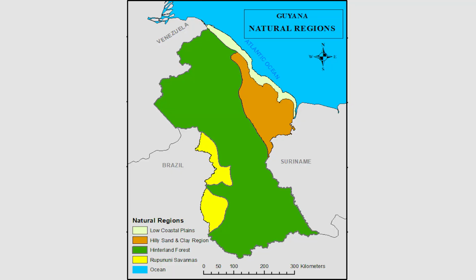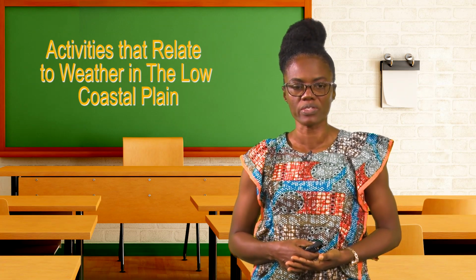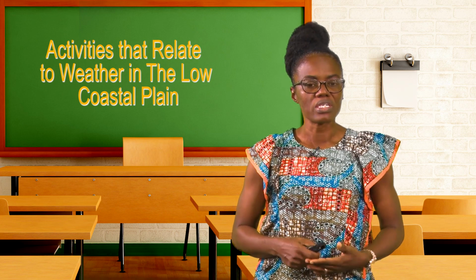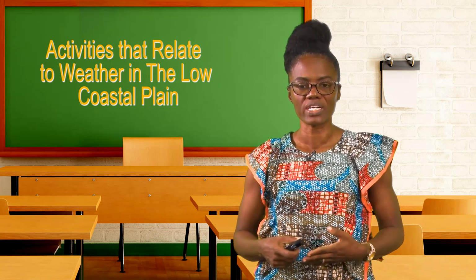So there we have the map of Guyana again, and we will identify the low coastal plain. The low coastal plain is found to the north of Guyana and it is washed by the Atlantic Ocean. In addition to that, the low coastal plain also experiences the cooling breezes of the northeastern trade winds. So let's examine the activities and what happens on the low coastal plain. You would remember that the low coastal plain experiences 2 wet and 2 dry seasons.